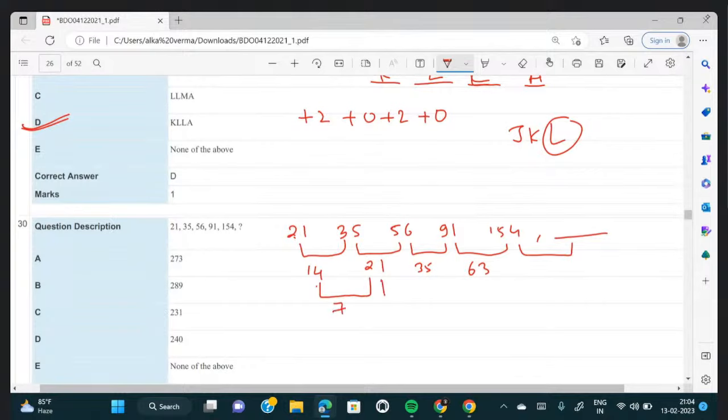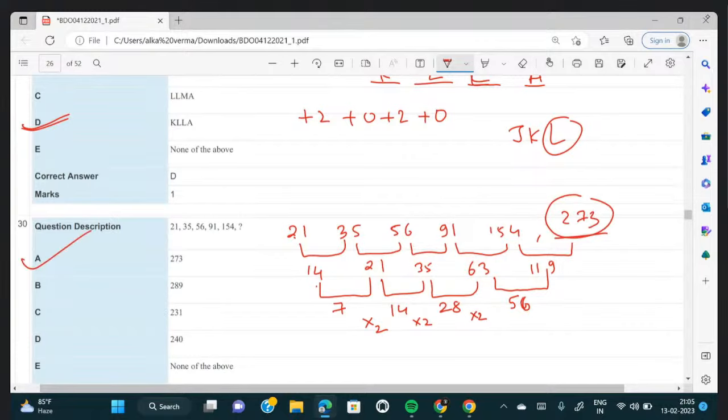7, 14, 28. Oh, so that means it is multiplied by 2. Multiply by 2. So this will also follow, it should also multiply by 2. You get 56 here. And if you add 63 plus 56, the answer you get is 119. And now if you add 154 plus 119, you get 273. You have 273? Yes, we have 273.